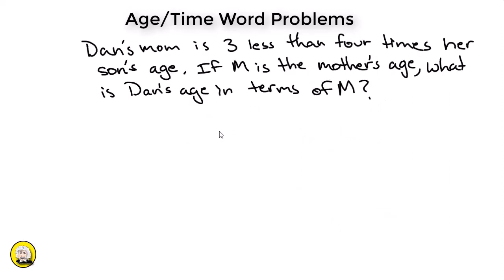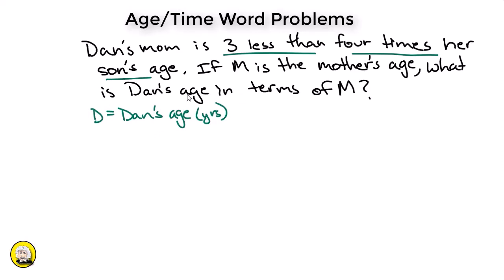Dan's mom is 3 less than 4 times her son's age. If M is the mother's age, what is Dan's age in terms of M? So Dan's mom is 3 less than 4 times Dan's age. If we define D to equal Dan's age in years, 4 times Dan's age is 4D. We want 3 less than that, so it's 4D minus 3, and that equals the mom's age, which we are denoting as M. So our equation becomes 4D minus 3 equals M.